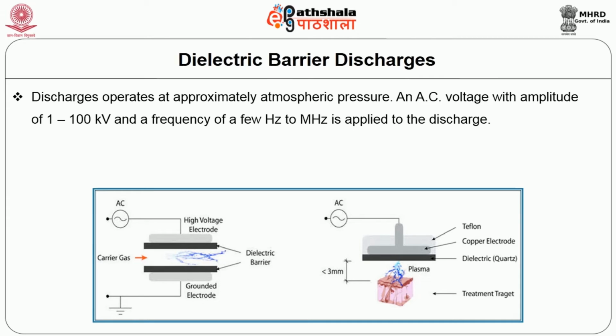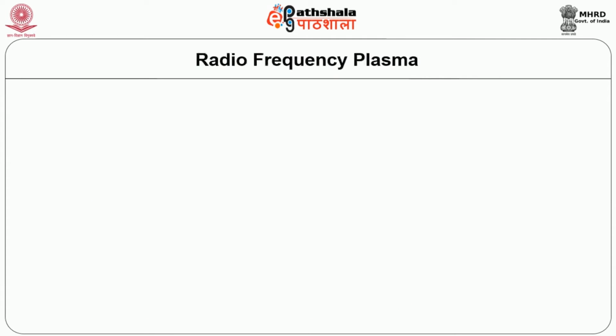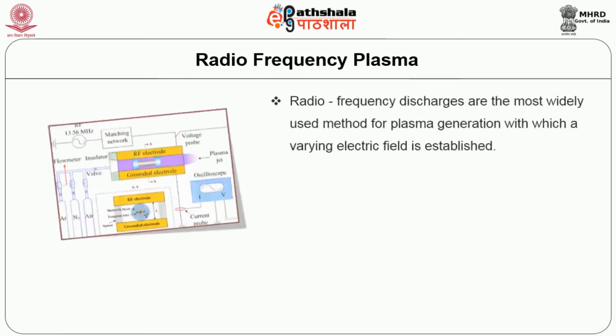An AC voltage with amplitude of 1 to 100 kV and a frequency of a few hertz to megahertz is applied to the discharge. When a potential difference is applied between cathode and anode, a continuous current will flow through the discharge, giving rise to direct current glow discharge. The third method is radio frequency plasma.